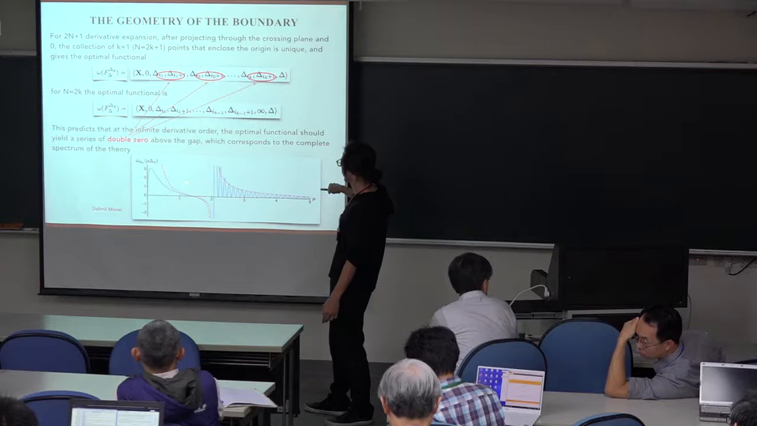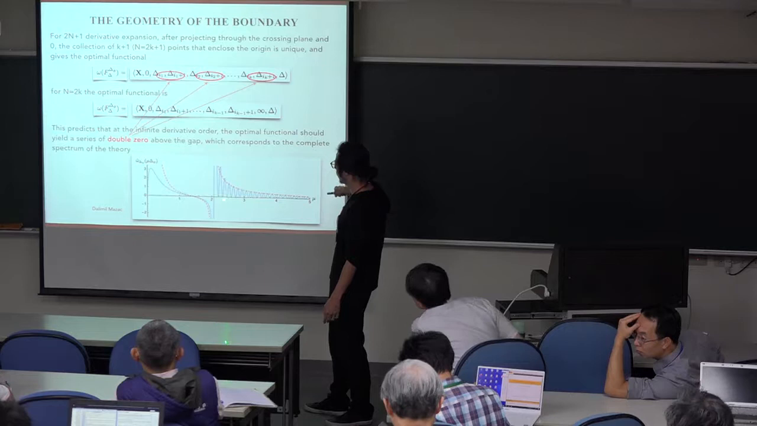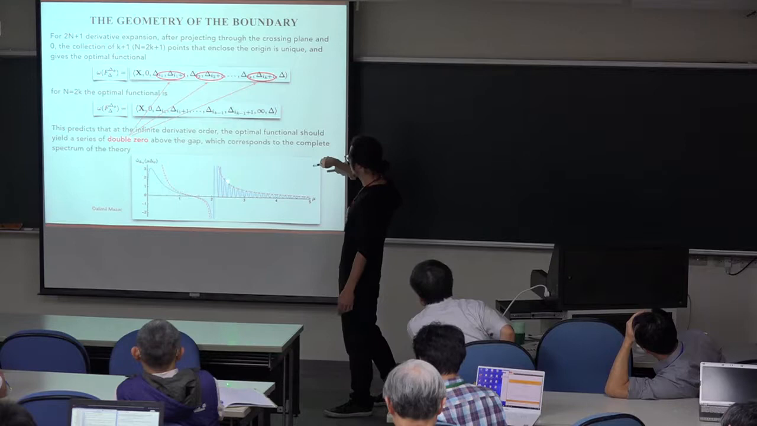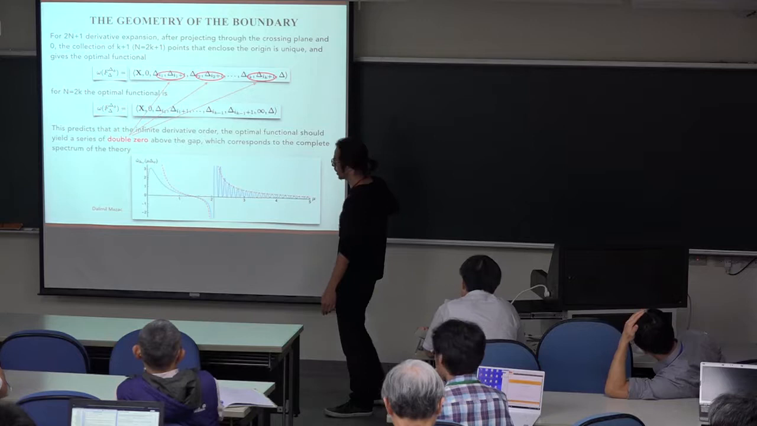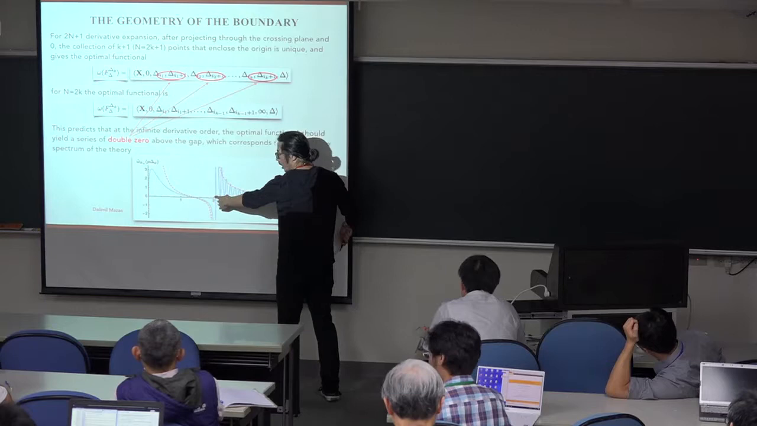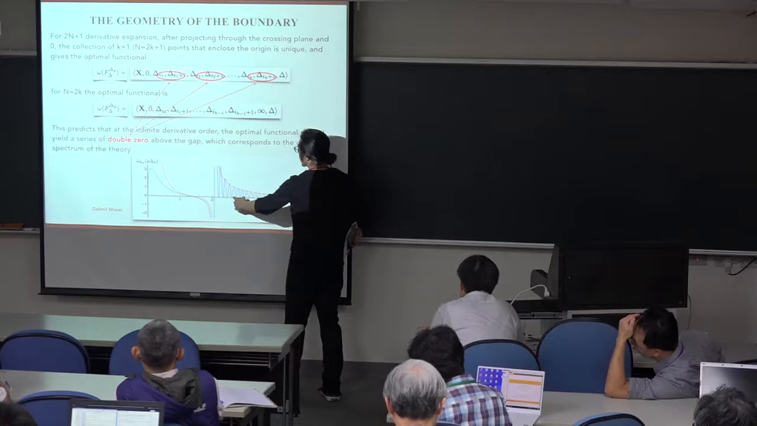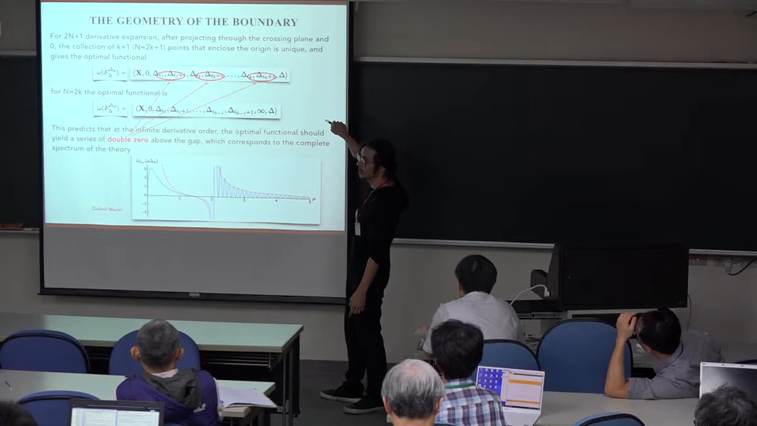And when you get to the infinite derivative order, you hit the exact functional. These double zeros are precisely the physical spectrum of your theory, because the first operator, the gap, is sitting here, and if everything has to sum to zero, all the remaining operators must sit exactly at these double zeros. The reason you see this double zero is precisely because the optimal functional is giving you something that comes in pairs. And why does the optimal functional give you something that comes in pairs? Because it's a cyclic polytope.